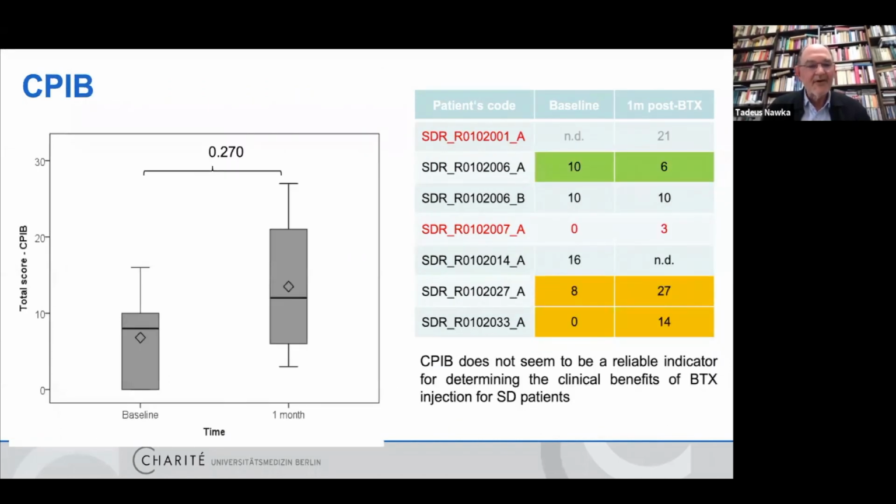The communication participation item bank is also kind of a subjective assessment, like the voice handicap index, and it shows also no significant improvement, although there seems to be a tendency that the communication has improved a little bit.